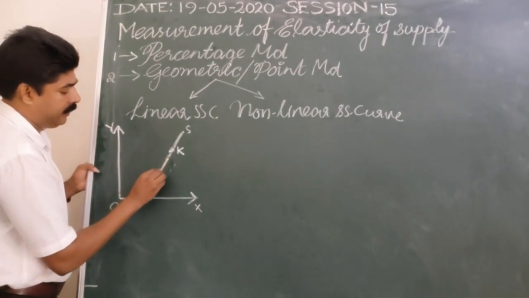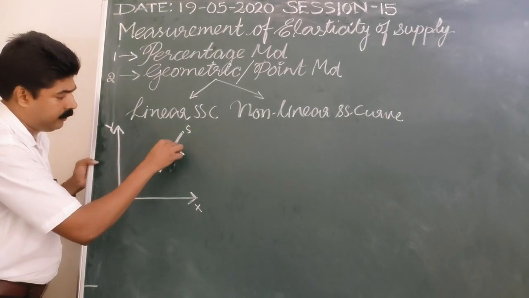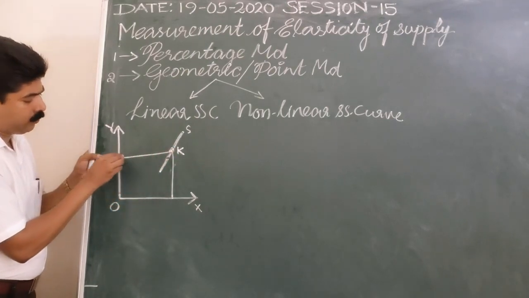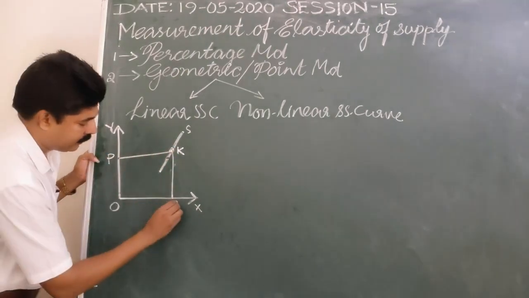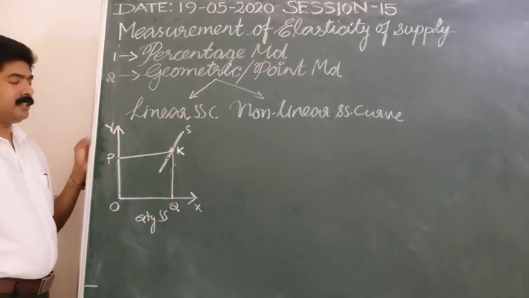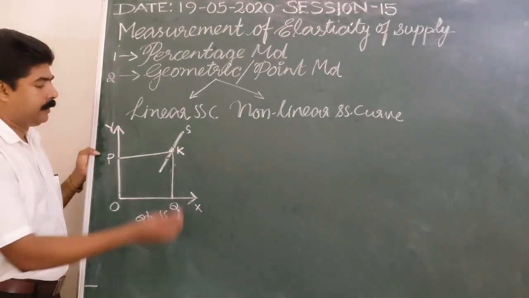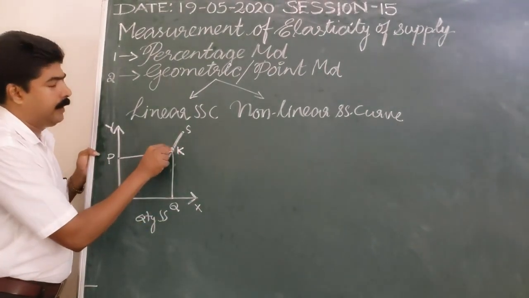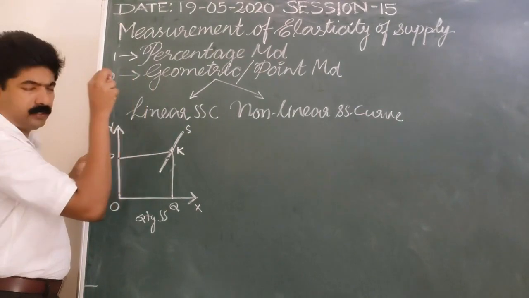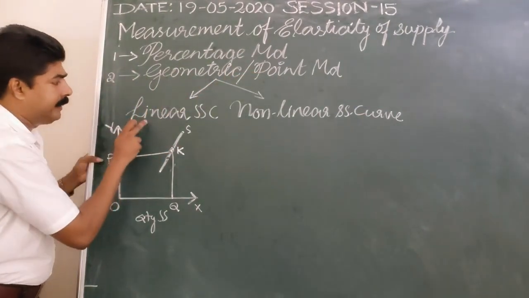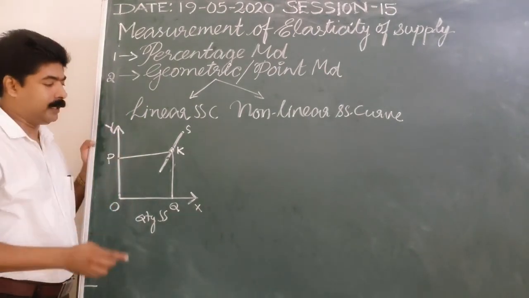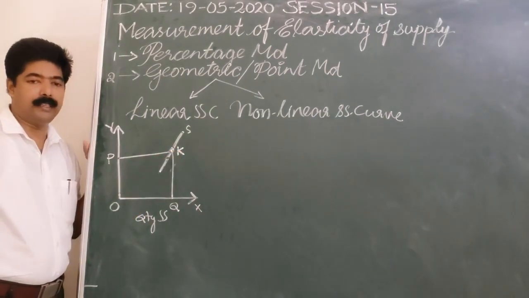And from this K, I draw a vertical line towards the x-axis as well as a line towards the y-axis, which are quantity and price. Now you are asked to calculate the price elasticity of supply at point K. A particular point on a linear supply curve is measured with the help of the point method. So what is the price elasticity of supply at this point K? Let us calculate the value.